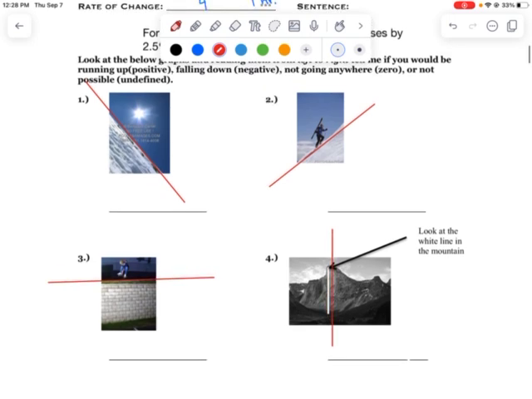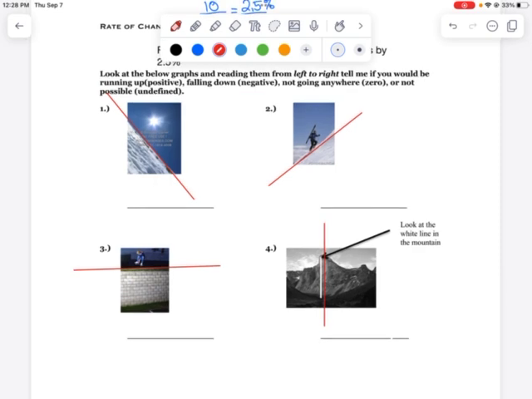We're going to be talking about the slope as if they are either running up, positive, falling down, negative, not going anywhere up or down, so that's 0, or not possible, undefined. So reading left to right, my first picture shows a negative line, or like a fall, a negative fall. I would much rather be snow tubing down this hill than climbing up this hill, because this one, number 2, is a positive line.